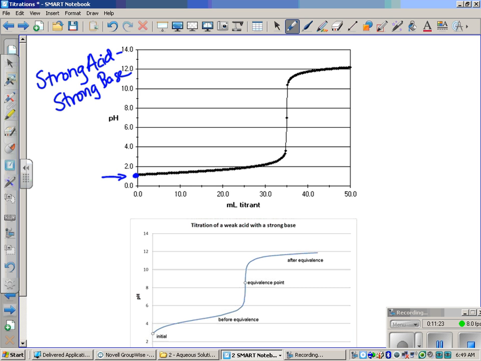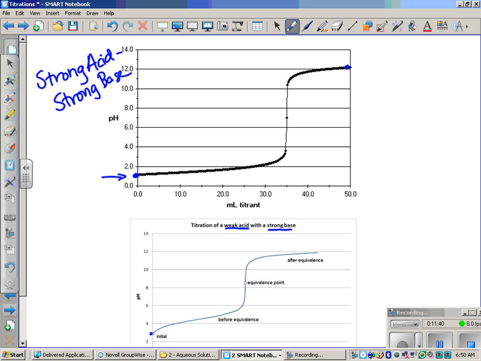And the way I know that is that when it was all acid down here where I put this blue dot, notice how low the pH was. So it's a very strong acid. And then it's ultimately going to end up at a very high pH up here once I've way overshot my endpoint, and so I know it's a strong base.